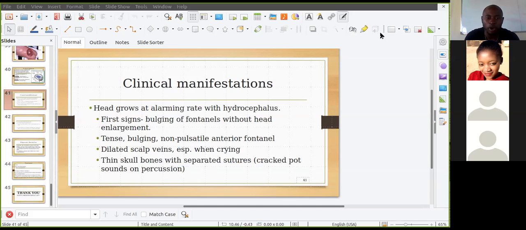If the head is sometimes not growing, you can also start suspecting hydrocephalus. Also, there is a tendency for a tense anterior fontanelle. You find thin skull bones with separated sutures. If you percuss the skull, you hear what is called a cracked pot sound.